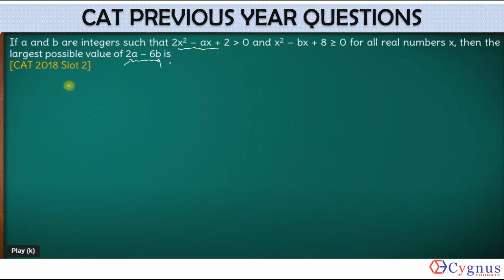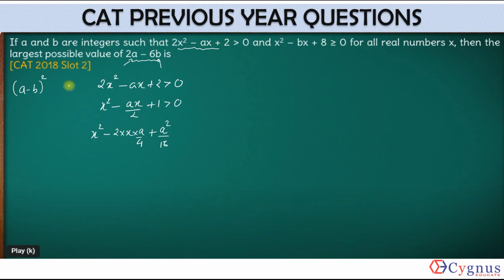Now look at this expression. Can we convert this expression into a perfect square? Let's see. 2x² - ax + 2 is greater than 0. Divide the whole inequality by 2, this becomes x² - ax/2 + 1 greater than 0. Now let's try to make a perfect square of the form (a - b)². How do we get that? x² minus, this is twice of a/4 times x. Still the value will remain the same, that is ax/2. So this is 2ab. So what's the value of b here? a/4. So the next term has to be the square of that, that is a²/16.